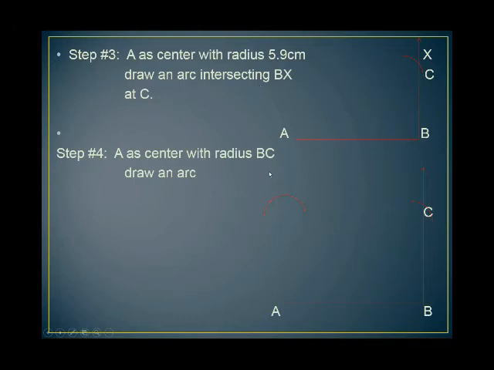Now we are doing the next step. Step number 4, A as a center with radius BC. So we take the measurement of BC and again taking A as a center, draw an arc. Here is the new arc which we have drawn with the same radius as BC. Take a screenshot and we will move further.